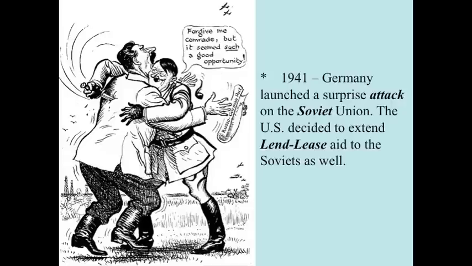In the meantime, Stalin asked Roosevelt for help through the Lend-Lease program. However, Congress blocked this request for many months. American aid did not begin to flow until June of 1942.